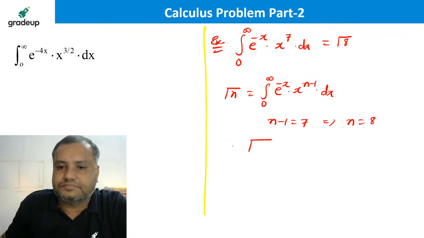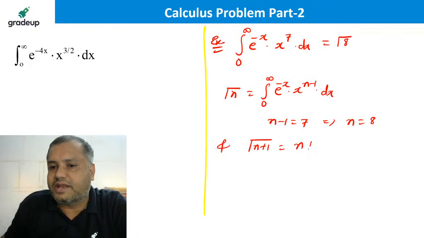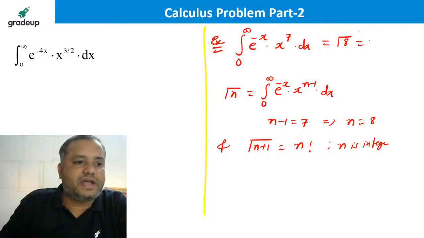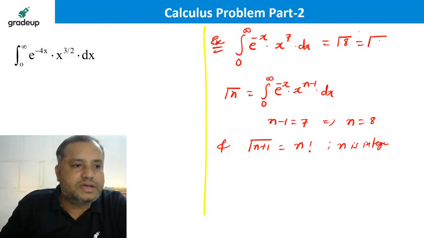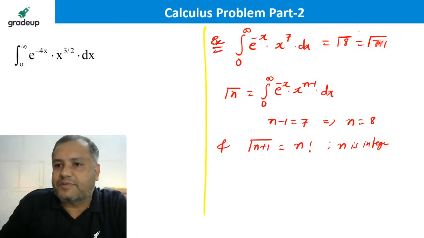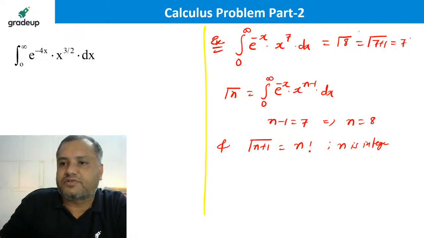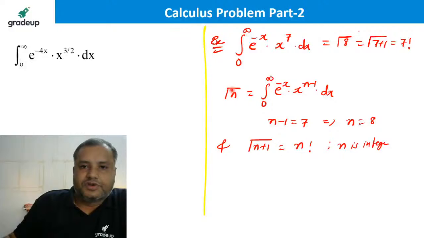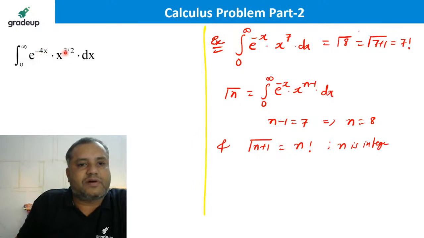And gamma n plus 1 is factorial n when n is an integer. So I can write it as gamma 7 plus 1, and this is gamma n plus 1. N is 7, so I can say that it is factorial 7. 5040 will be the answer of this integration. Okay, yes sir. So you can just see this example. Now in its place, what are you getting? We are getting e raised to minus 4x, x to the power 3 by 2 dx.